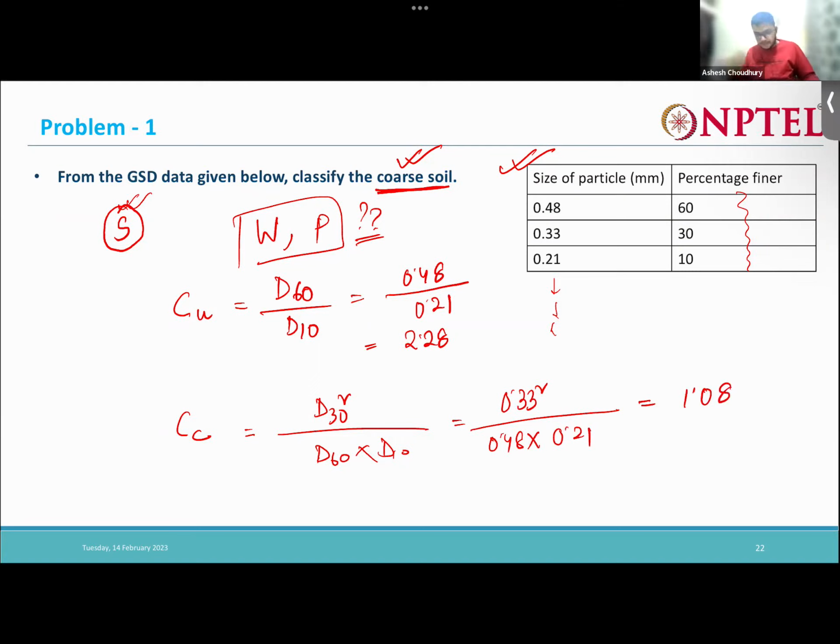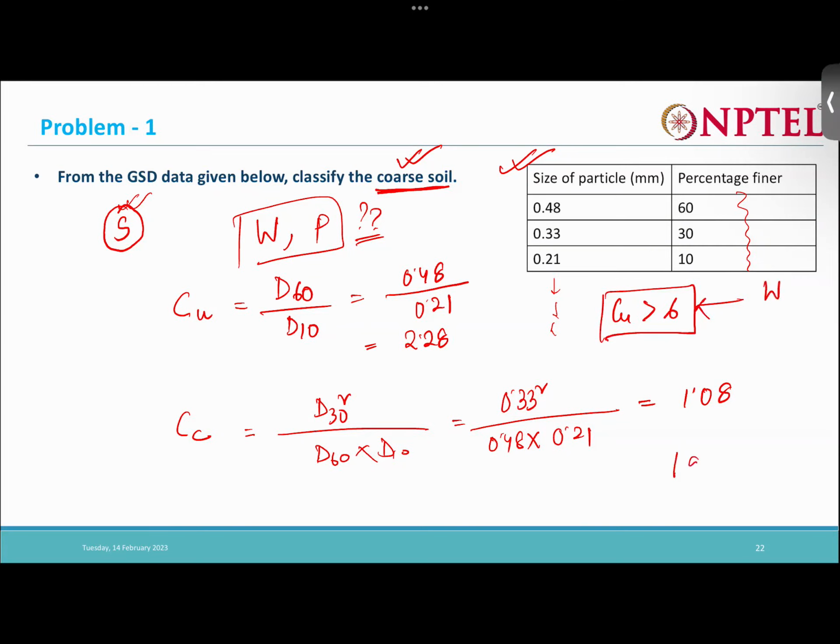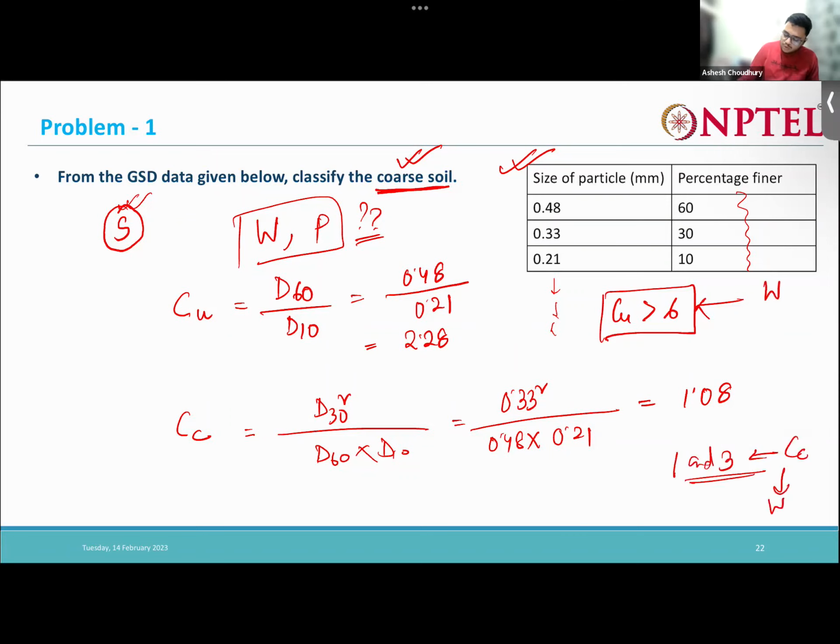Now, please recall what were the conditions for which it is a well graded soil. The first condition is that our Cu for sand should be greater than 6. If our Cu is greater than 6, our soil is well graded. And if our Cc is between 1 and 3, then it is well graded. So both these conditions should be satisfied. Only then can we call it a well graded sand.